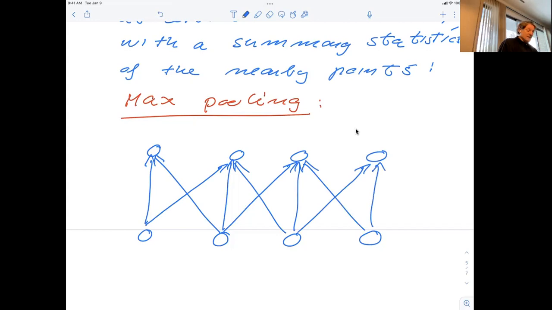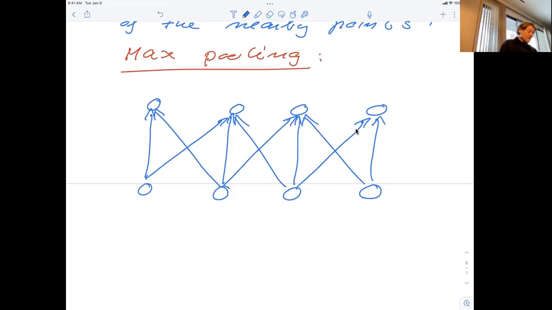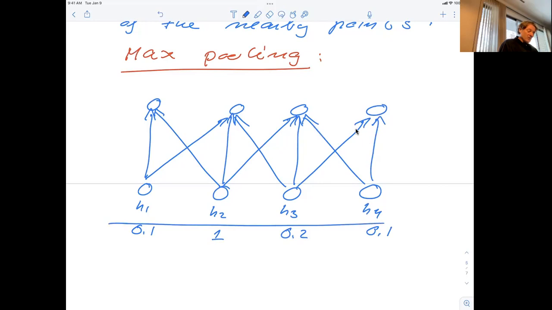And let's now suppose that after the detection stage, these specific nodes, let's call them H1, H2, H3, and H4, have a specific value. So this could have a value of 0.1. This could have a value of 1. This can have a value of 0.2. And the final one has a value of 0.1. So these are the values which you would have gotten after you have run through everything in an activation function. So this is the output of the activation function.